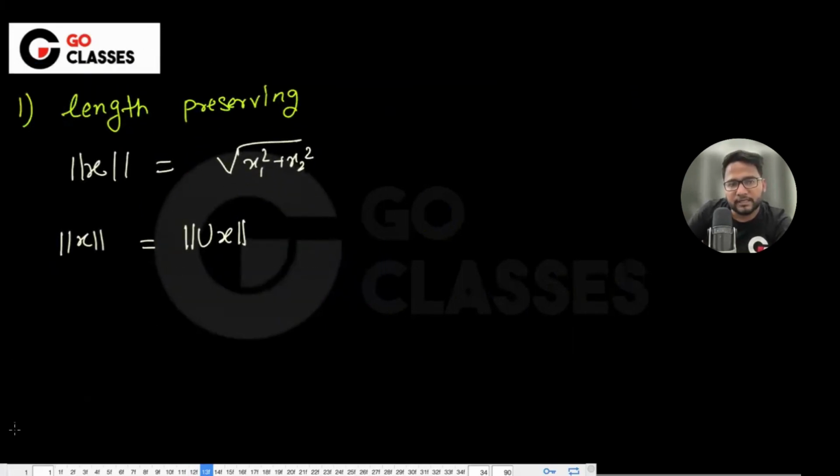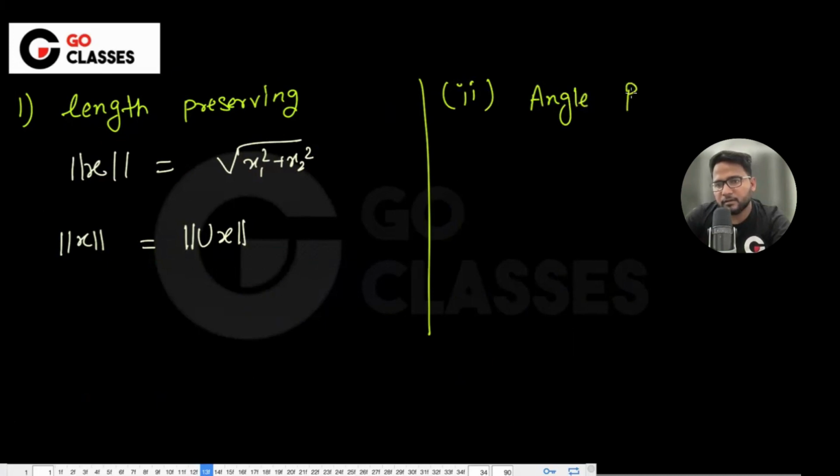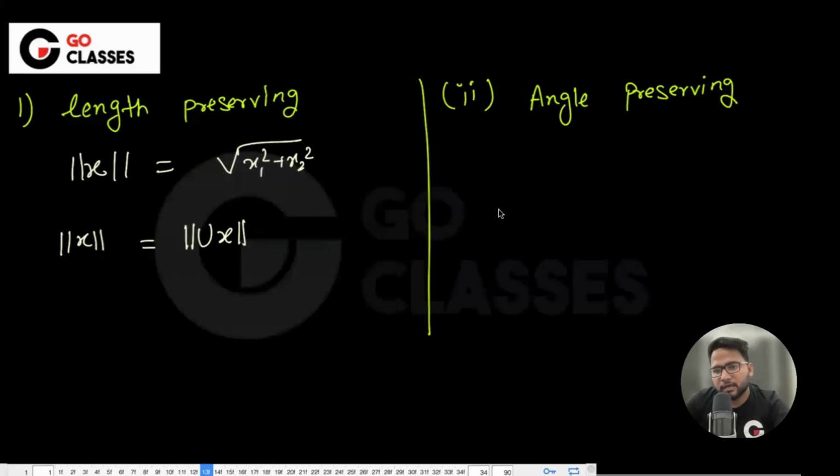Okay. Second is angle preserving that we want to prove. So what does this angle preserving mean? It means that, let's suppose these are the two vectors, x and y. Whatever is the angle between them, right?